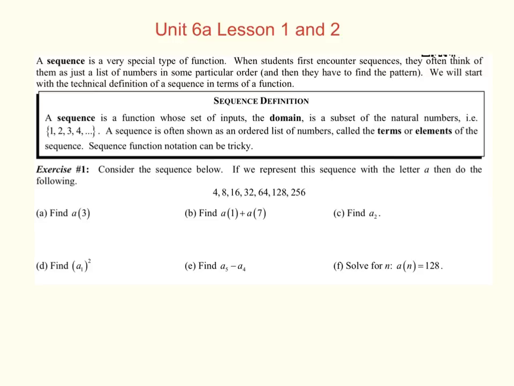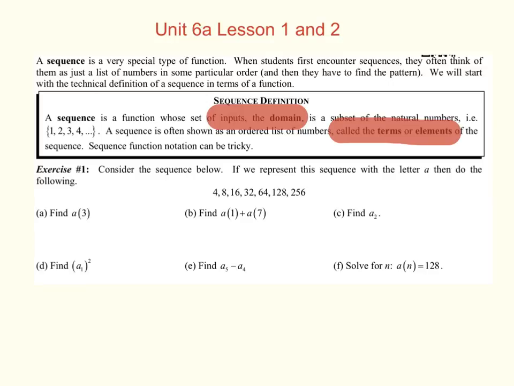A sequence is a very special type of function. When students first encounter sequences, they often think of them as just a list of numbers in some particular order, and then they have to find the pattern. We will start with the technical definition of a sequence in terms of a function. A sequence is a function whose set of inputs, the domain, is a subset of natural numbers, for example 1, 2, 3, 4. A sequence is often shown as an ordered list of numbers called terms or elements of the sequence.